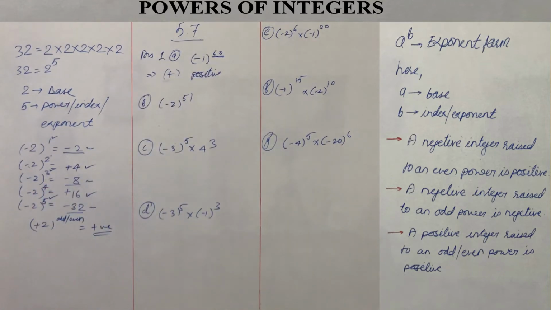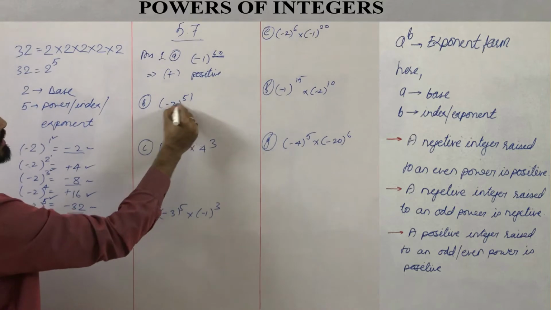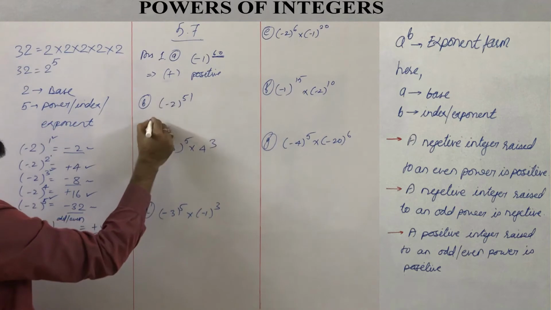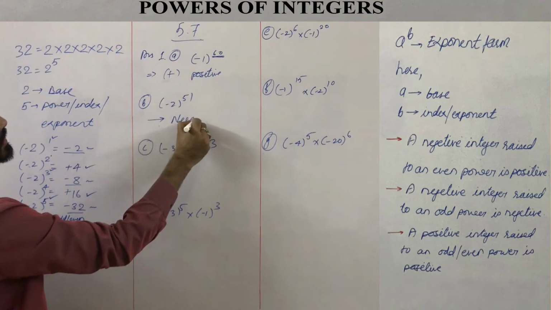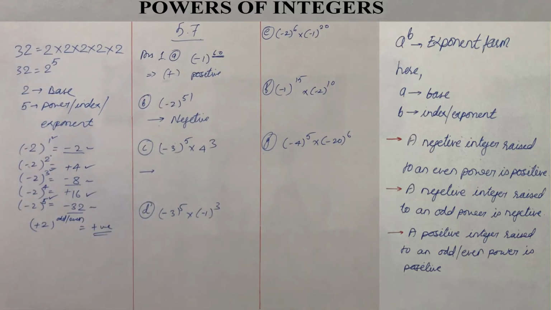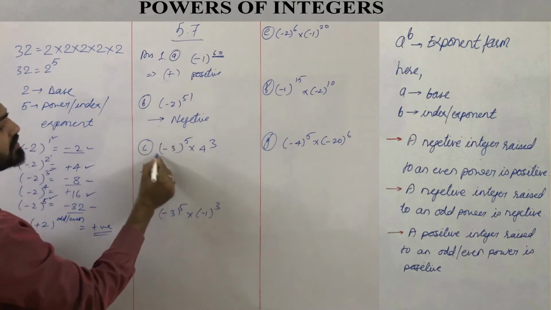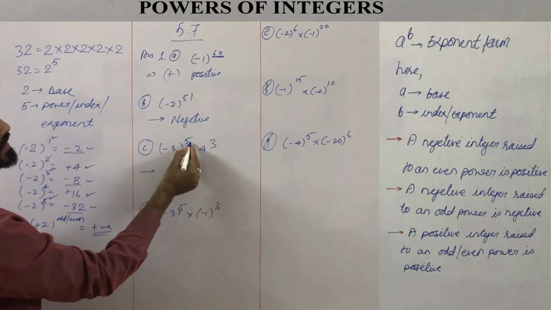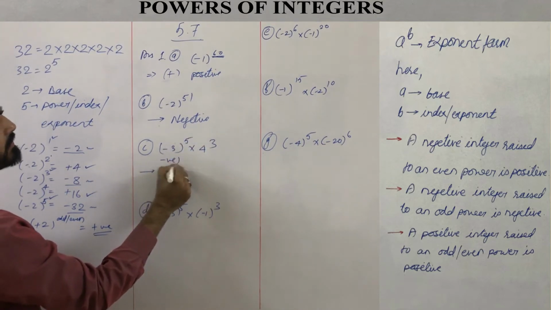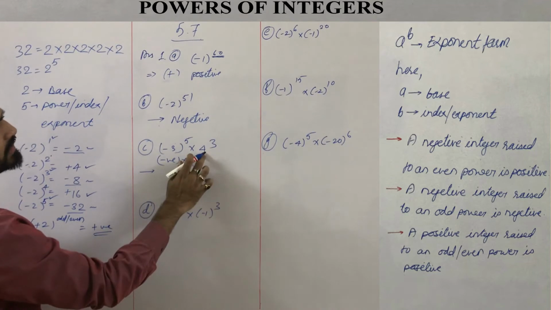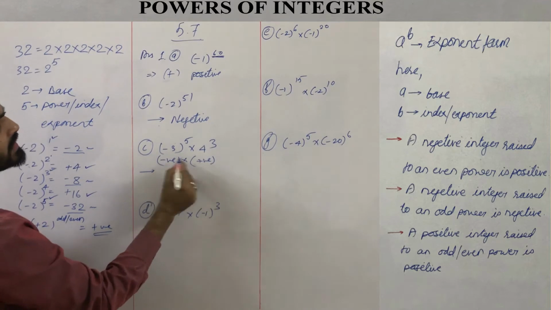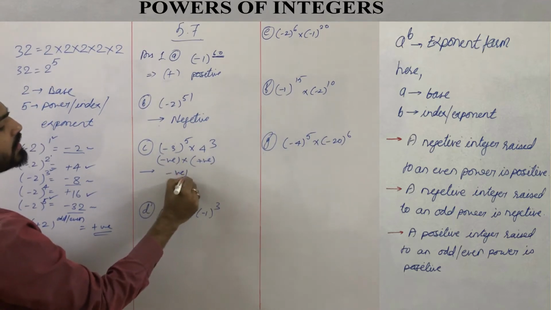Now in second case, minus 2 to the power of 51. Here negative integer with odd power. Odd power means negative. So answer is negative. In third case, minus 3 to the power of 5 into 4 to the power of 3. So here first integer is a negative integer with odd power. So negative integer with odd power means negative, multiplied by positive integer with even or odd power, positive. So multiplication of negative and positive is always negative.